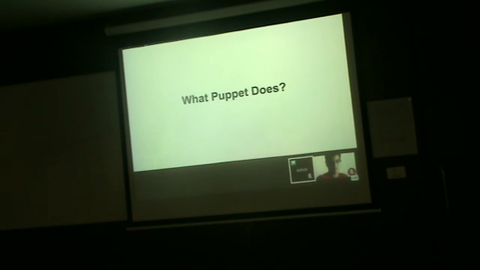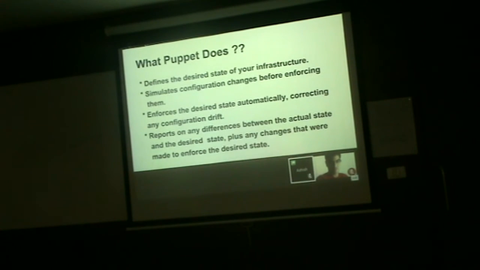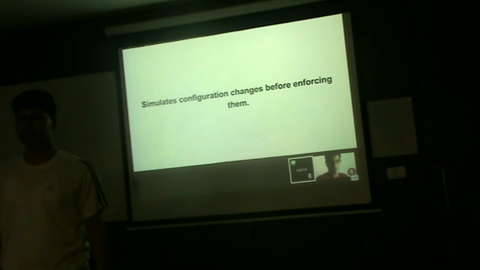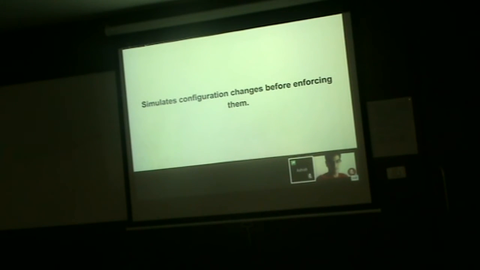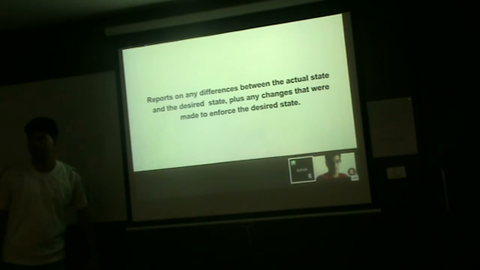So sorry for that. Okay, so Puppet is written in declarative language, meaning you tell Puppet what results you want and you don't care how to get there. So what it does basically is define the desired state of infrastructure and simulate configuration changes before enforcing them. This is the most important thing. It's not going to simply go and enforce it, it will first simulate it. So if something goes wrong, you're going to see it beforehand before it gets enforced.